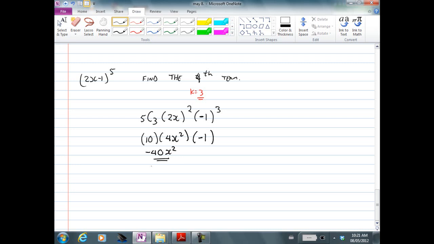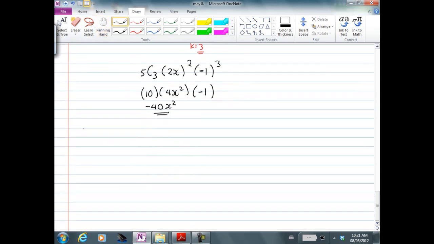If you were to expand this out, you would get the exact same thing. Only thing is it takes you about 15 minutes to do. Try this: (3a minus 2b) to the power of 4. The exam question says find the middle term. Find your middle term. Good luck.